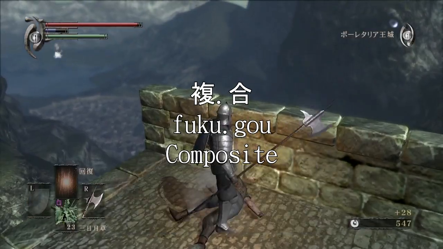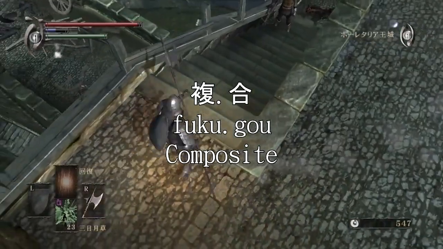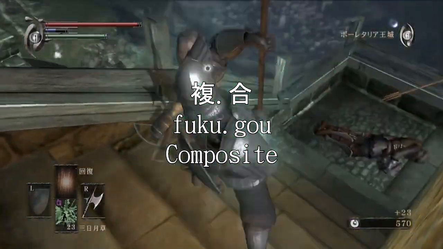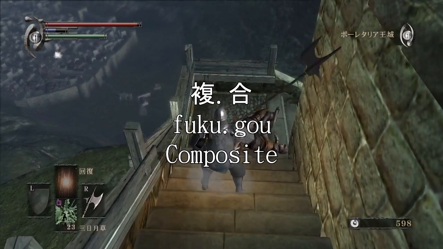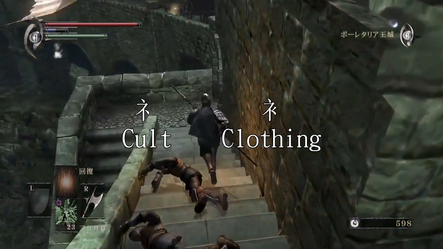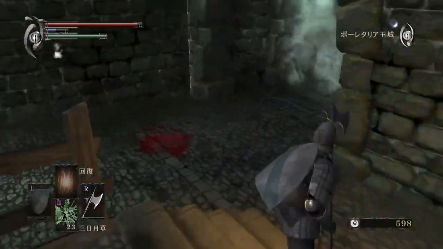Fukugo. Composite. Fuku is multiple. Go means to combine or fit. Fuku has the close to the left radical, which is only one stroke away from a very similar radical, the cult or religion radical.